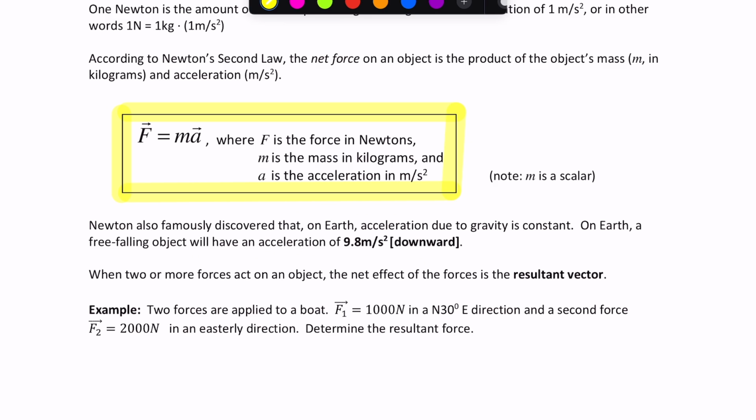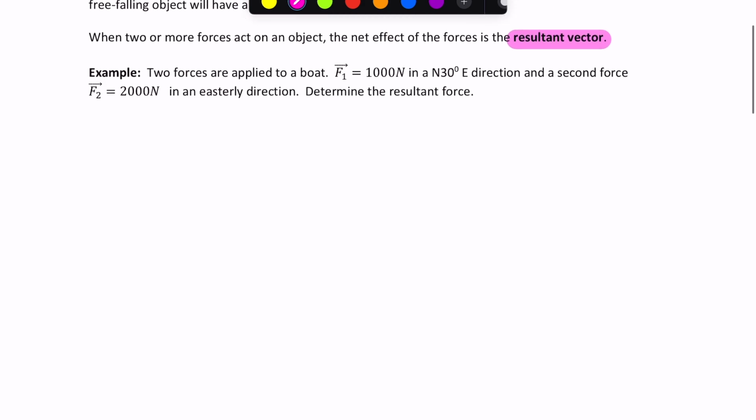When two or more forces act on an object, the net effect of the forces is the resultant vector.